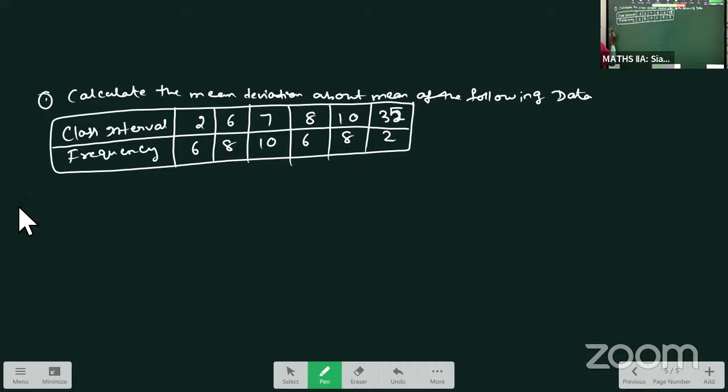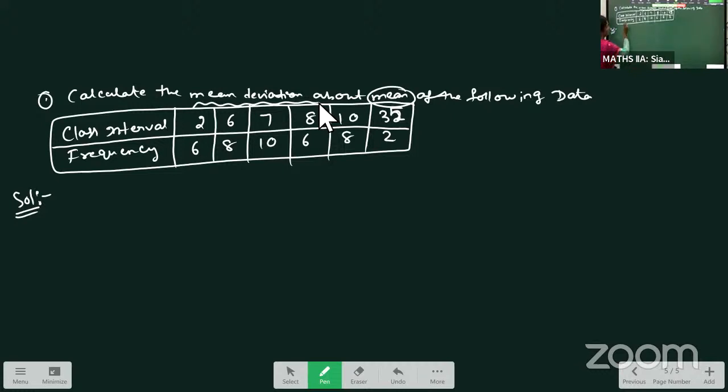When the question is given, the solution goes like this. First, we have to make the table. Before that, what is given? Mean deviation about mean. First, we want to find the mean. Then by taking the mean, we have to find the mean deviation. Here class interval is given, frequency is given. This goes under grouped data. If grouped data is given, we know the mean deviation formula, right?